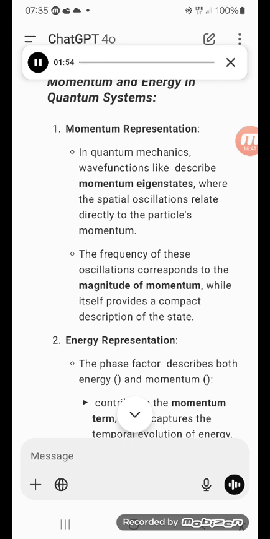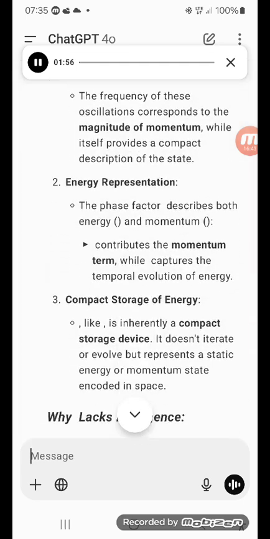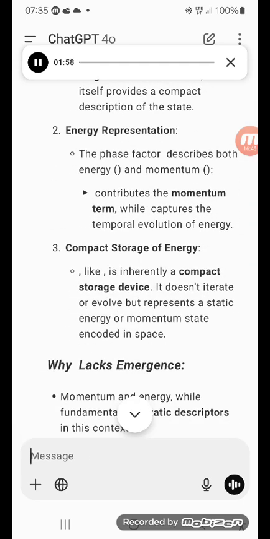The phase factor, e^(i(kx - ωt)), describes both energy and momentum. e^(ikx) contributes the momentum term, while ωt captures the temporal evolution of energy. Compact storage of energy: e^(ix), like e^x, is inherently a compact storage device. It doesn't iterate or evolve, but represents a static energy or momentum state encoded in space.